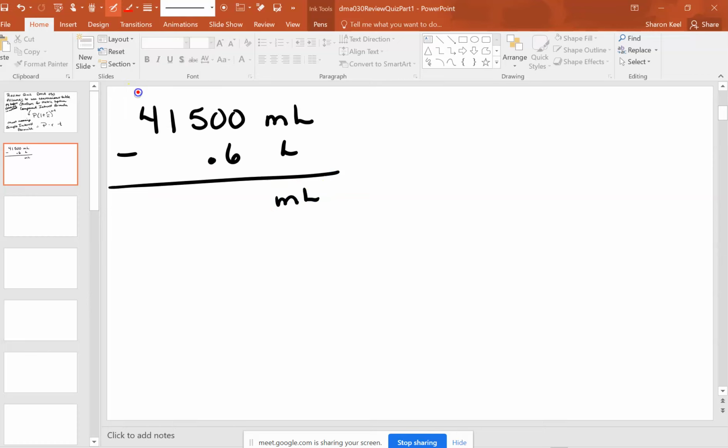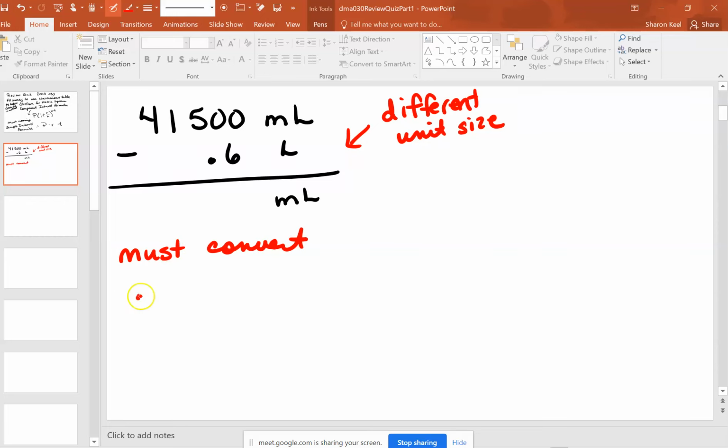Now, what should draw concern here is this is a different unit size. So we must convert 0.6 liters to milliliters because the answer is in milliliters. So this unit is the one that needs to be changed. So we have milliliter minus milliliter equals milliliter. So a 0.6 liter to milliliter.